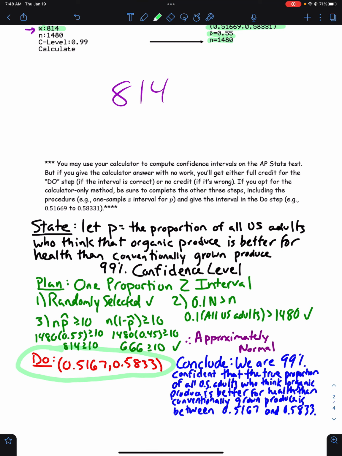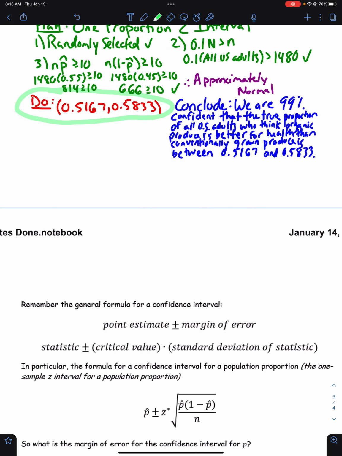So I want to do a couple that practice just using the calculator. Let's go to the next page. Remember the general formula for a confidence interval. It's always the point estimate plus or minus the margin of error. And the margin of error is always the critical value times the standard deviation of the statistic. In particular, the formula for the confidence interval for a population proportion is you take the statistic, which is p hat, and add or subtract the critical z-score times the standard error of the standard deviation.